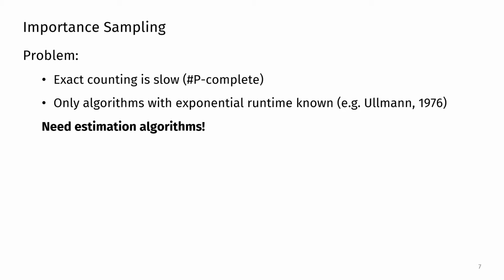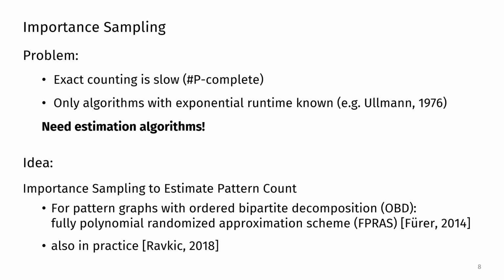The problem is that exact counting is slow. Indeed, it's #P-complete and only exponential runtime algorithms are known. So we need estimation algorithms. Führer proposed in 2014 to use importance sampling to estimate the pattern count, and they showed how to do that using an ordered bipartite decomposition of the pattern graph, and for this they could prove that you obtain a fully polynomial randomized approximation scheme, or FPRAS, for graphs that are Erdős-Rényi. Then Ravkic et al. showed in 2018 that this approach also works in practice.